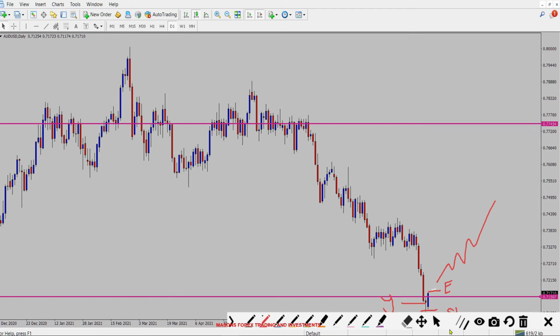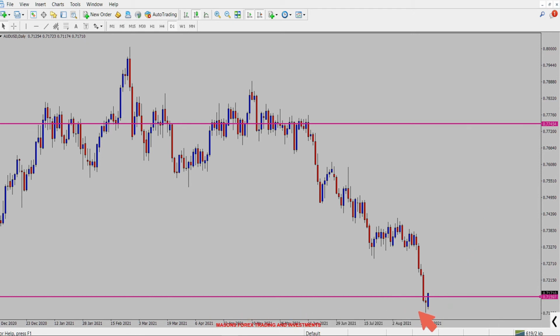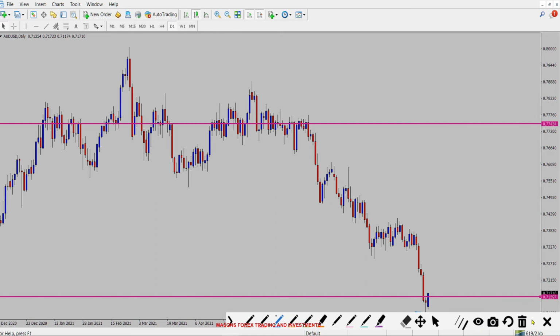What I mean by that is, should price close lower than this candle here, then my bias would actually change. I would actually look for sell opportunities. So time will tell and the markets will give me clues. Let's move on further.